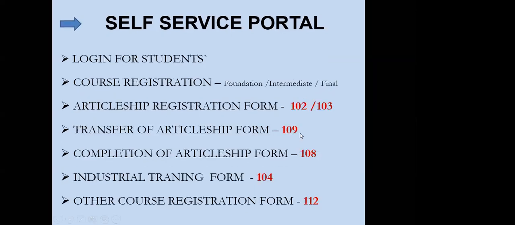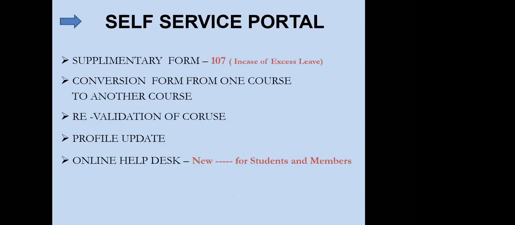Once students start the CA course, they have to log in to the SSP portal for articleship registration or any other form. There are many forms available here: 102, 109, 108, 104, 112, and after that the supplementary form 107, in case you have excess leave after completion of your articleship.